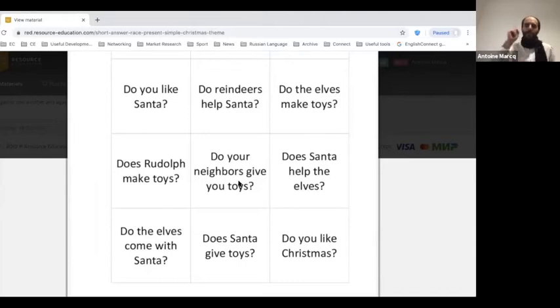Okay, start slowly, time yourself, and then what you want to do now is challenge yourself. So there are 3 stages.